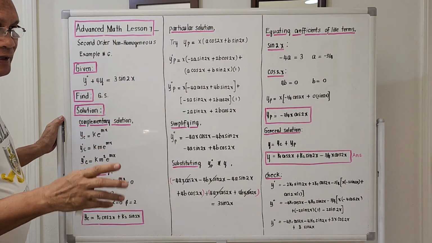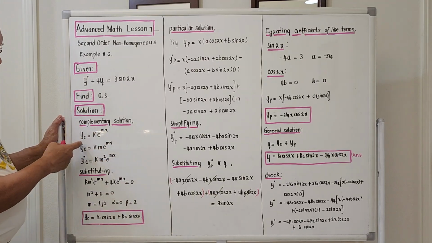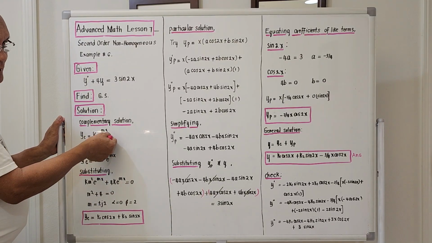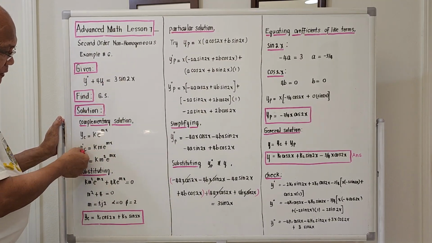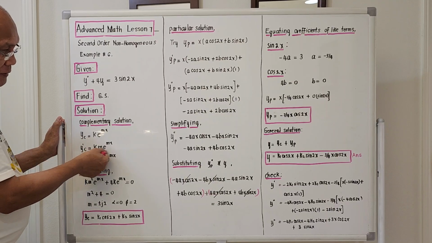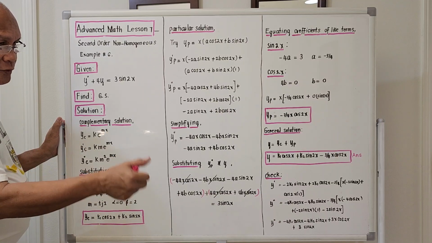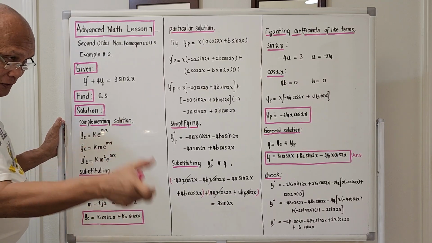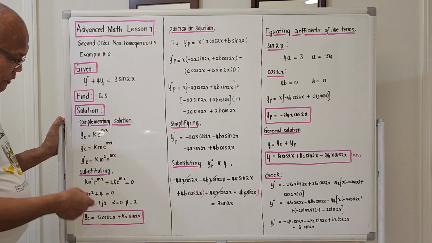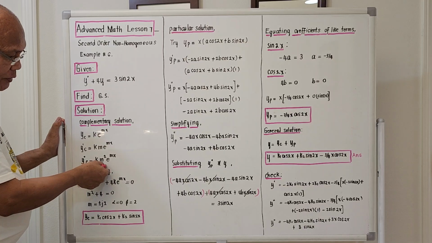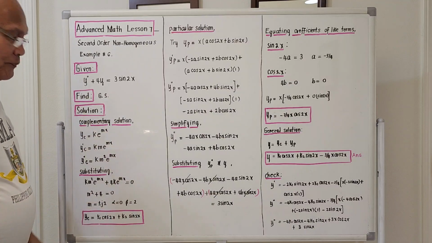As always, we start the complementary solution with the substitution. y sub c is equal to k e to the mx. C here refers to complementary. Taking the first derivative, y prime c equal to km e to the mx. Taking again the derivative, what will come out is the second derivative of the complementary solution, y double prime c, which is k m squared e to the mx. It's always the same.